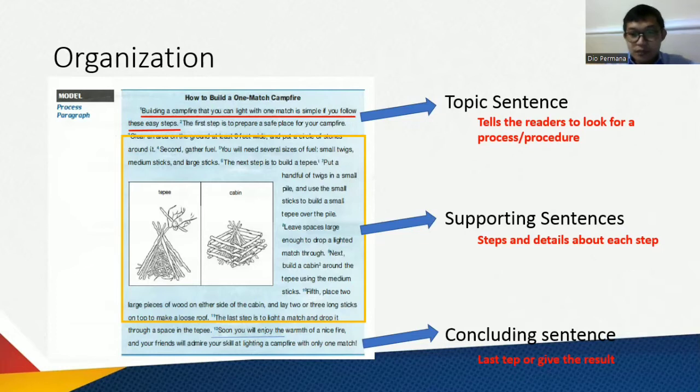And then last, we have the concluding sentence. The concluding sentence consists of the last step of your procedure, or it simply gives the result of the procedure, of the something that you make.